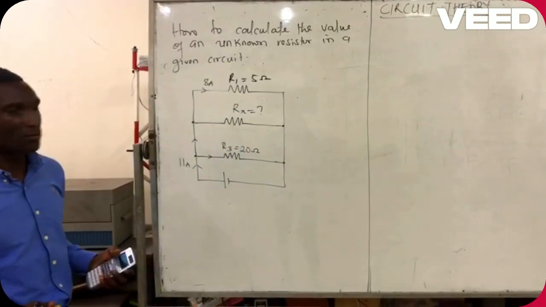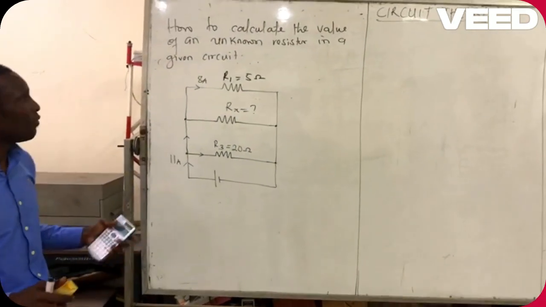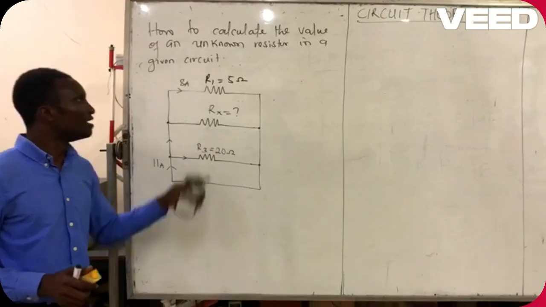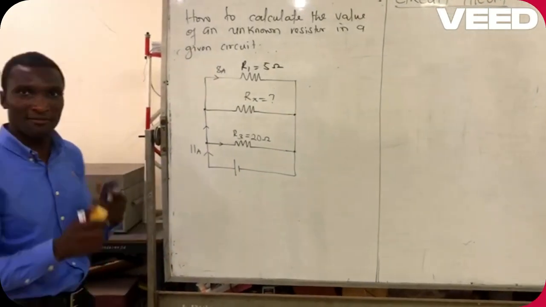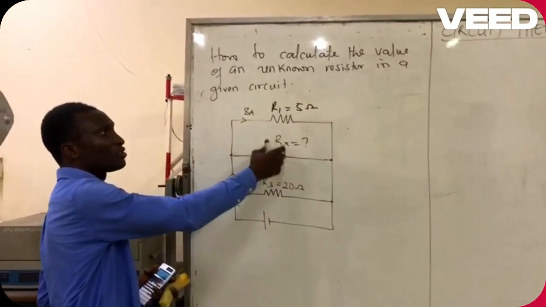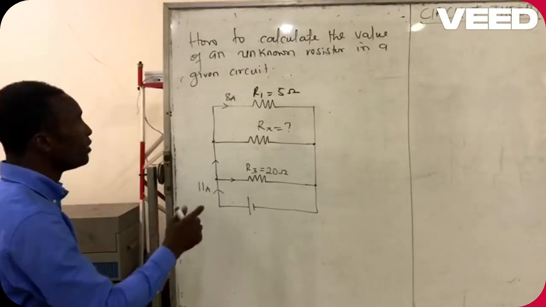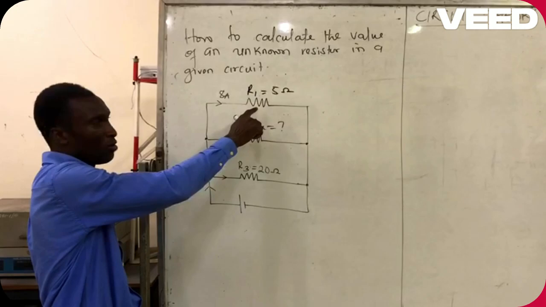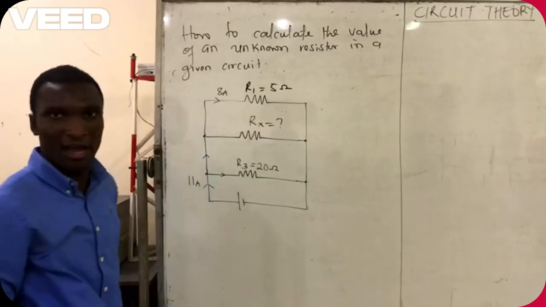From Ohm's law, V is equal to IR. And we also know that in a parallel network, the voltage across each branch is the same, while the current varies. On that basis, we can use Ohm's law to calculate the voltage across the R1 resistor because we know the current flowing through it and the value of R1, which is 5 ohms.